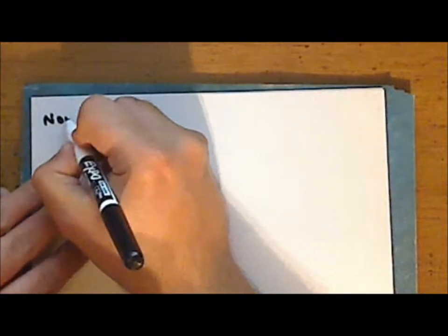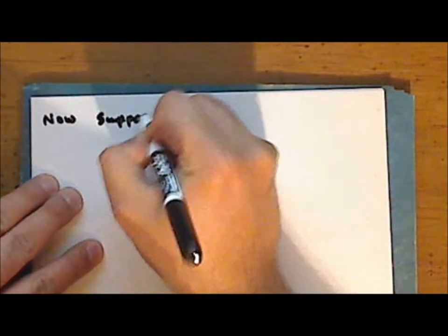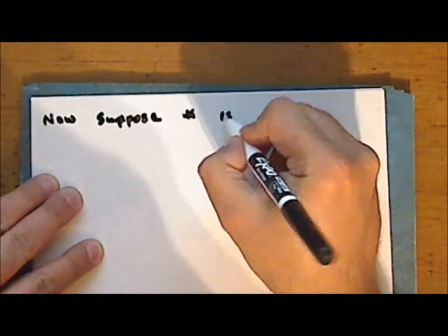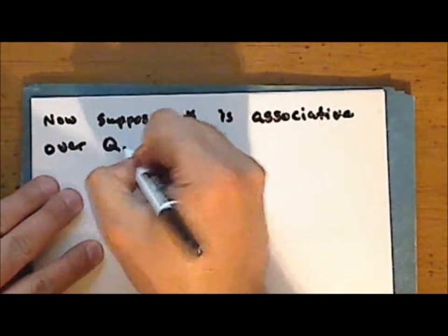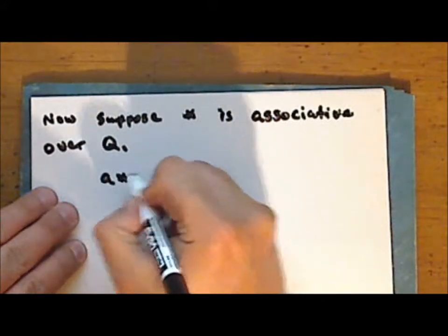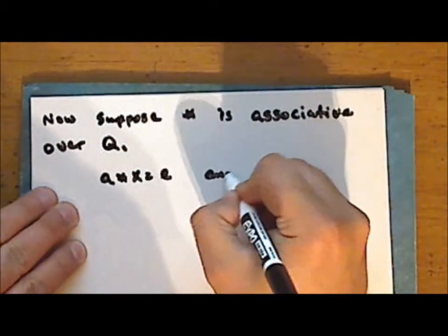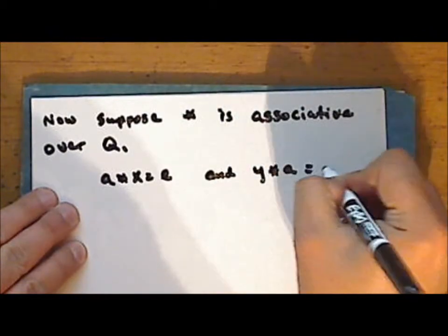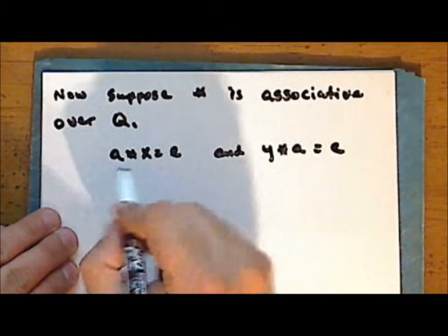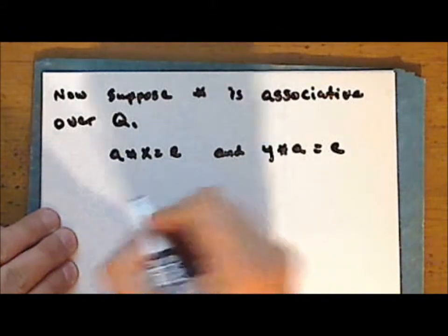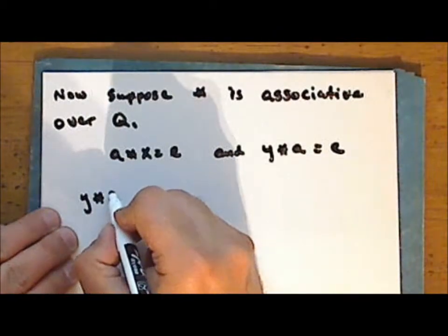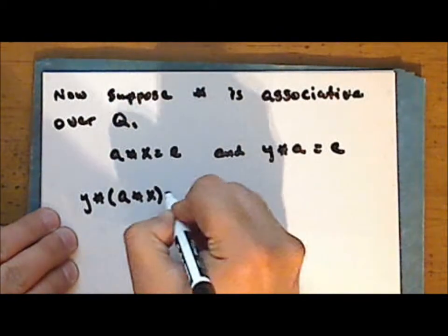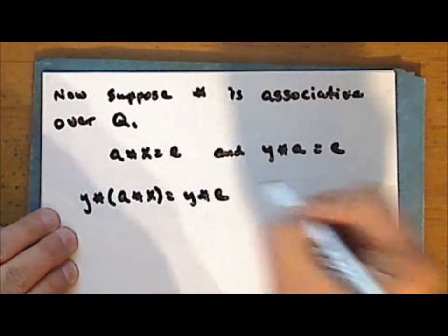So now suppose that the operation star is associative over the set Q. Then as a reminder, we have that A star x is identity and Y star A is identity. So we'll work with the equation on the left. We will perform the operation star on the left with the element y, so that we have y star, the quantity, A star x, is y star identity.